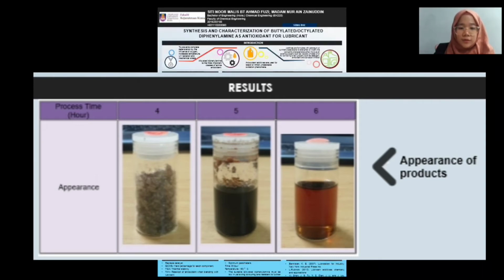Based on Unit 2017, if the amount of unsubstituted diphenylamine and undesirable components such as dioctyldiphenylamine and monooctylated diphenylamine is higher than BODPA, the mixture sample tends to be crystallized. This is because a higher temperature is needed for the alkylation process, which is at least 160 degrees Celsius, to crack the octyl group to butyl group. This is important to produce a high yield percentage of BODPA.